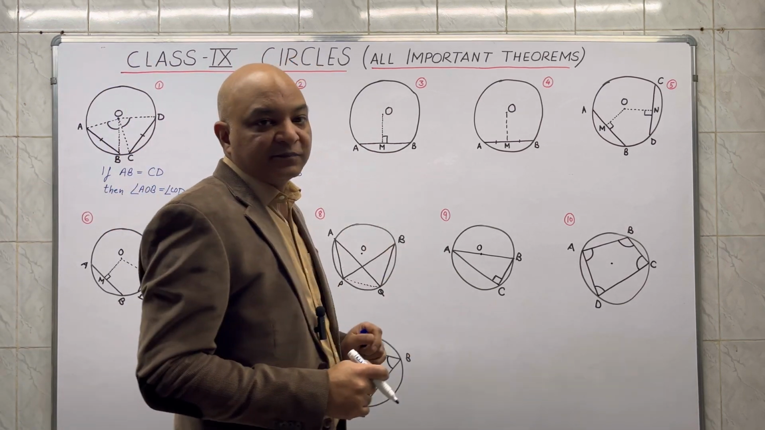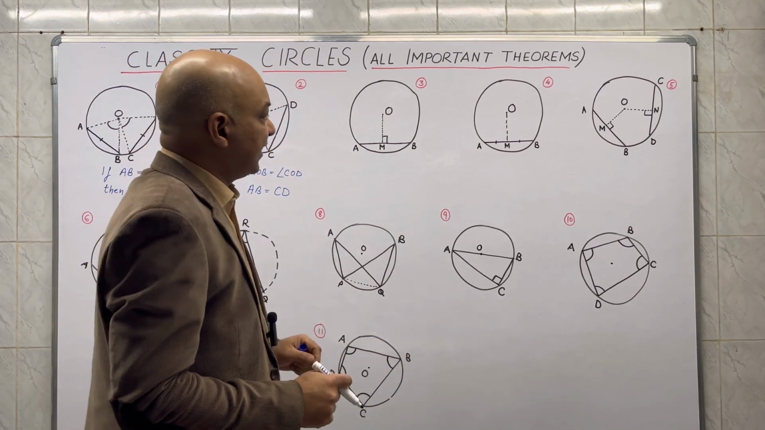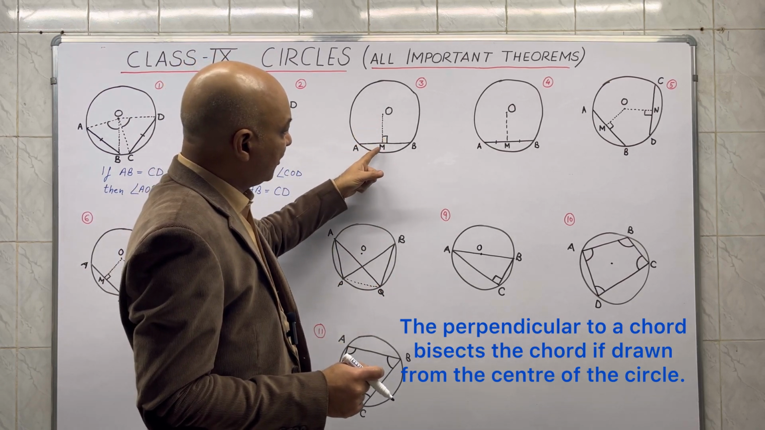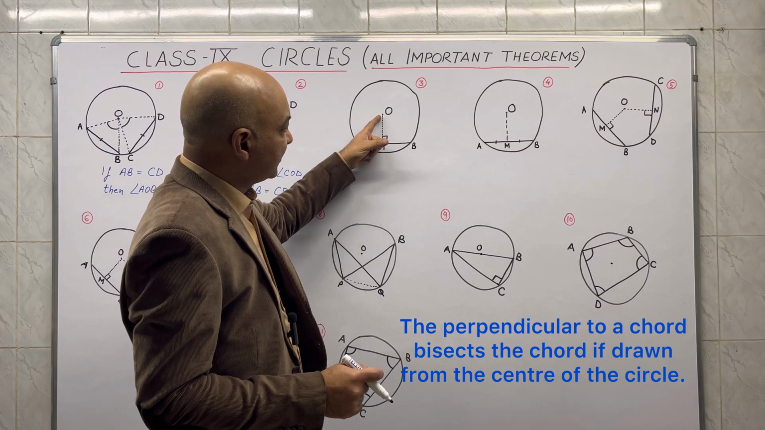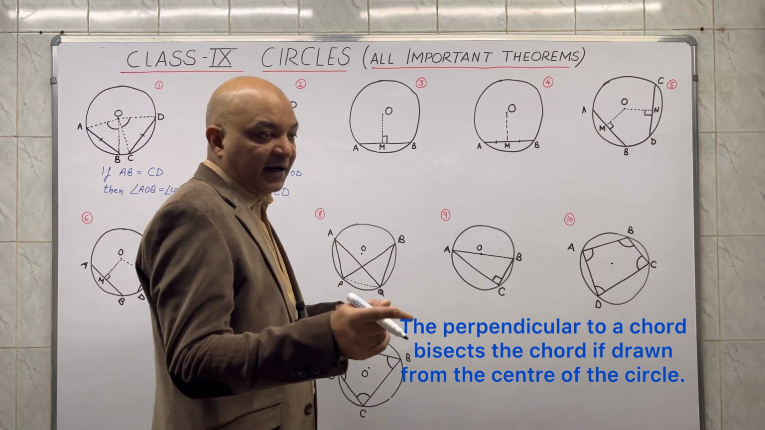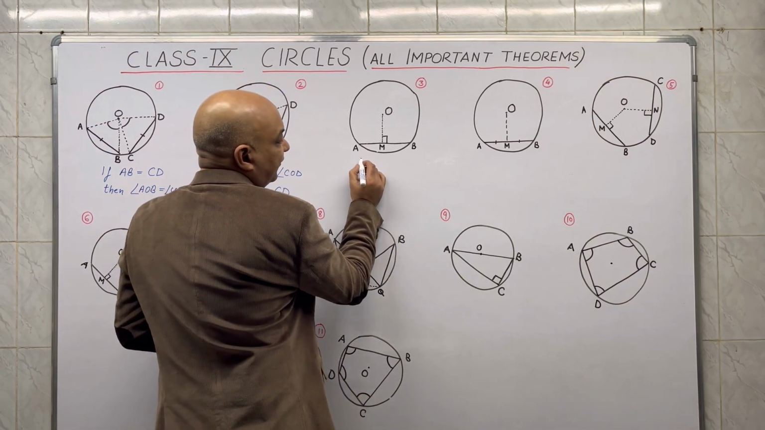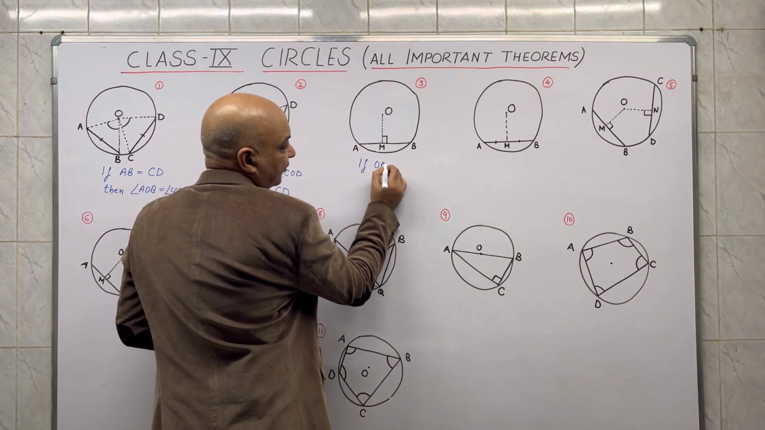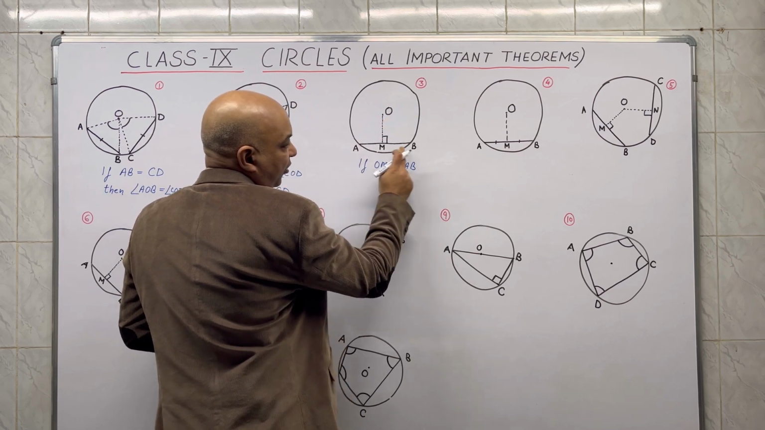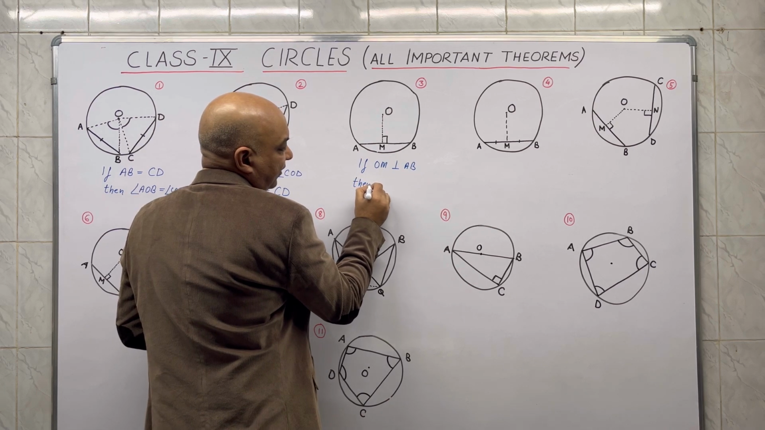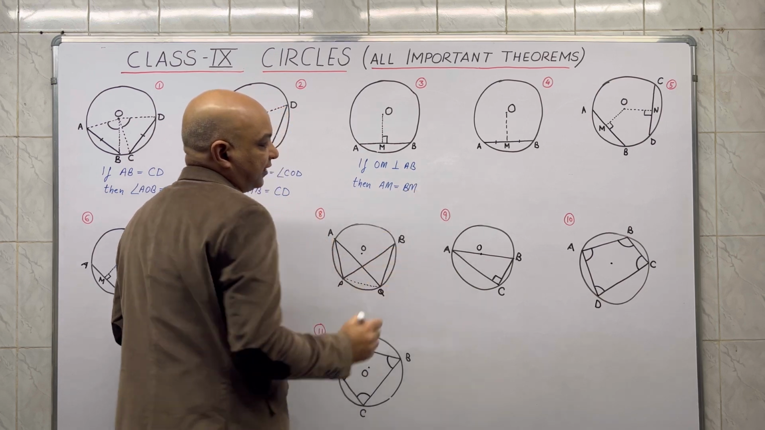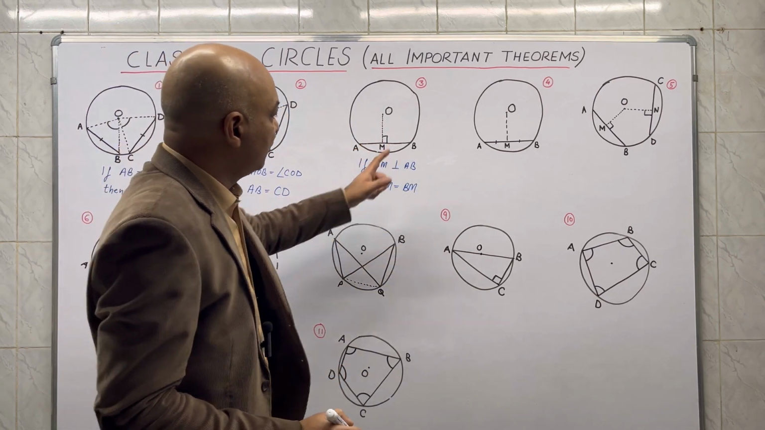The third theorem is a very important theorem. It states that the perpendicular drawn from the center of a circle onto a chord bisects it. So suppose OM is the perpendicular drawn from the center to chord AB, then it will bisect the chord, that is, AM becomes equal to BM.